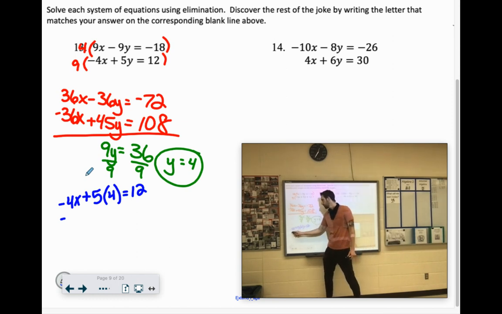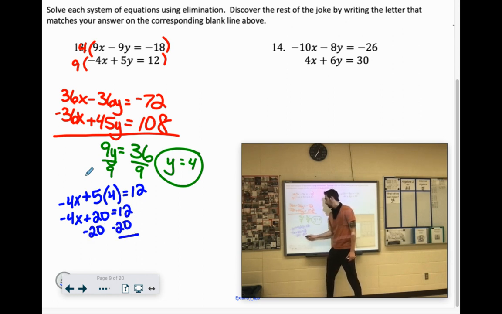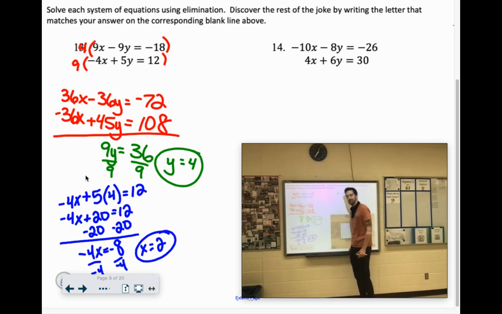5 times 4 is 20. Negative 4x plus 20 equals 12. Subtract 20. Negative 4x equals negative 8. We'll go ahead and divide it by negative 4. And negative 8 divided by negative 4 is 2. So remember, your coordinate goes x, y. So we'll have 2, 4.